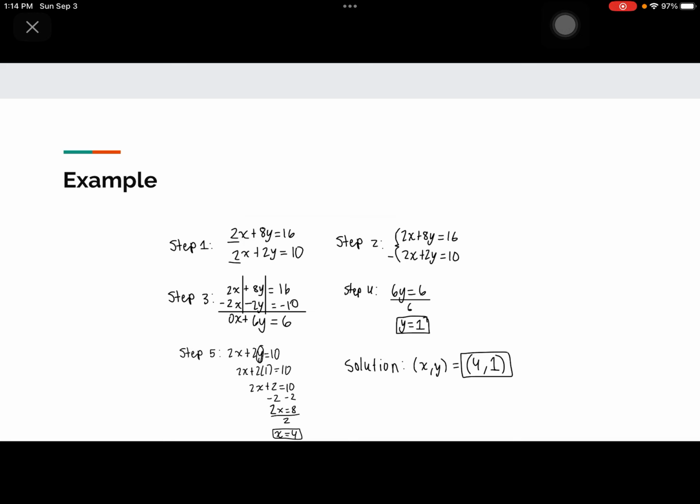2x plus 2 times 1, which is 2, equals 10. Subtract both sides by 2, and you get 2x equals 8. If you divide both sides by 2, now you get x equals 4. And then finally, we are writing it as an xy coordinate, so it would be (4, 1). And this is just one of the ways to solve systems of linear equations.